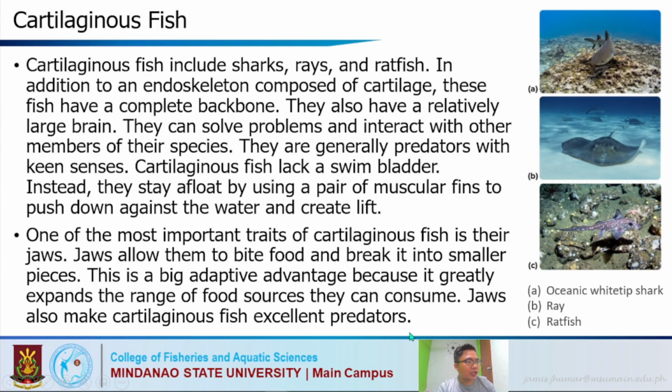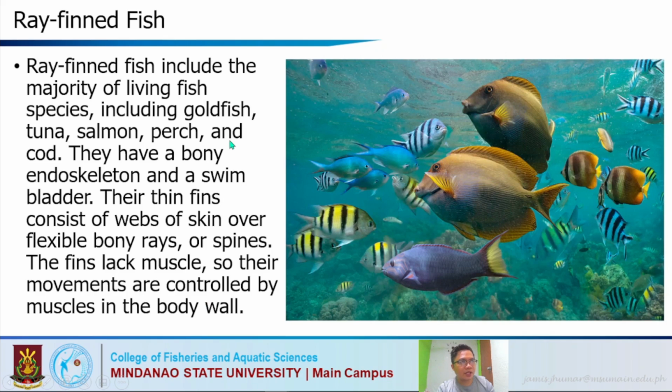And then another group of organisms, the fourth group, are the ray-finned fish. So most of the fish that we know belong to this particular classification. Ito yung mga, as you can see in this picture, sturgeons, butterfly fish, and some of the wrasse fishes. So these are basically most fishes that we know, no? Itong mga ray-finned fish. Ray-finned fish do have a bone endoskeleton and a swim bladder. Their thin fins consist of webs of skin over flexible bony rays or spines. The fins lack muscle, so their movements are controlled by the muscles in the body wall, right? So these are basically the ray-finned fish.